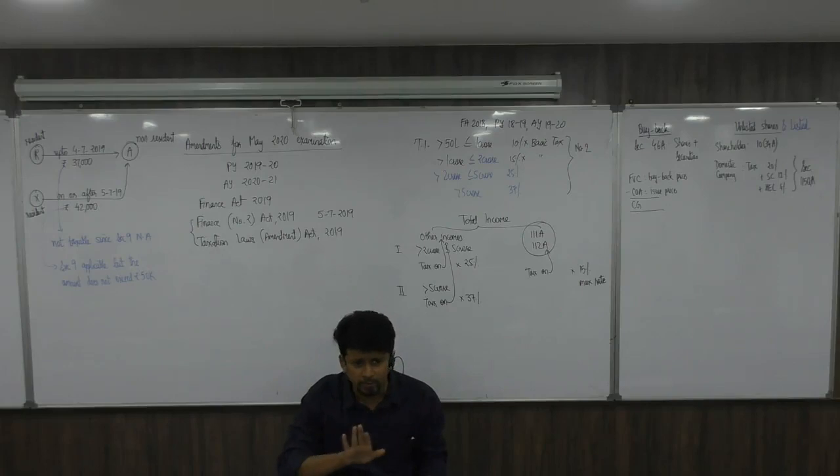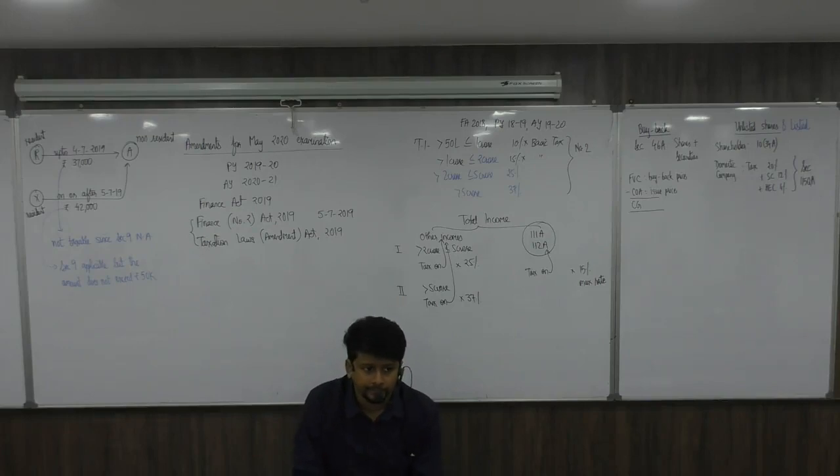Listen, one second, don't write anything. These three sections are your cost sections. If you flip some pages, maybe the next page also, you will find section 44AB. These are the last three sections of the chapter of business and profession, presumptive taxation.